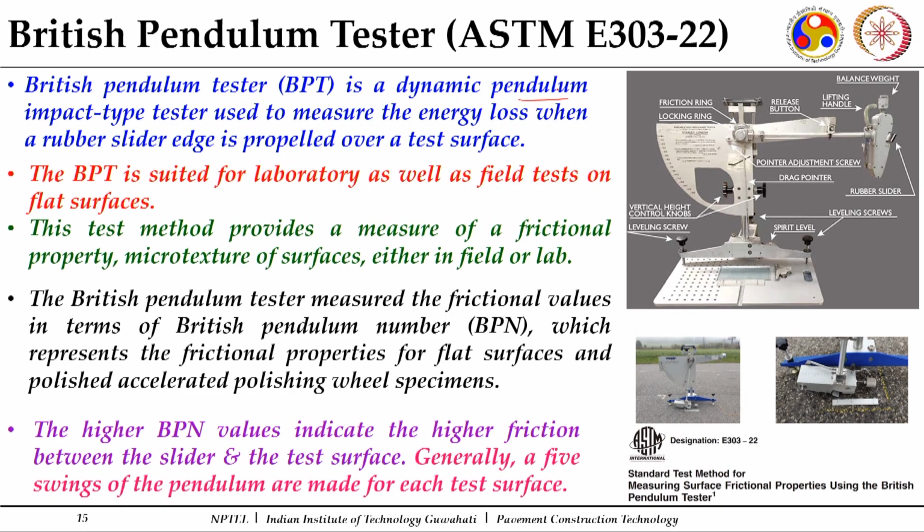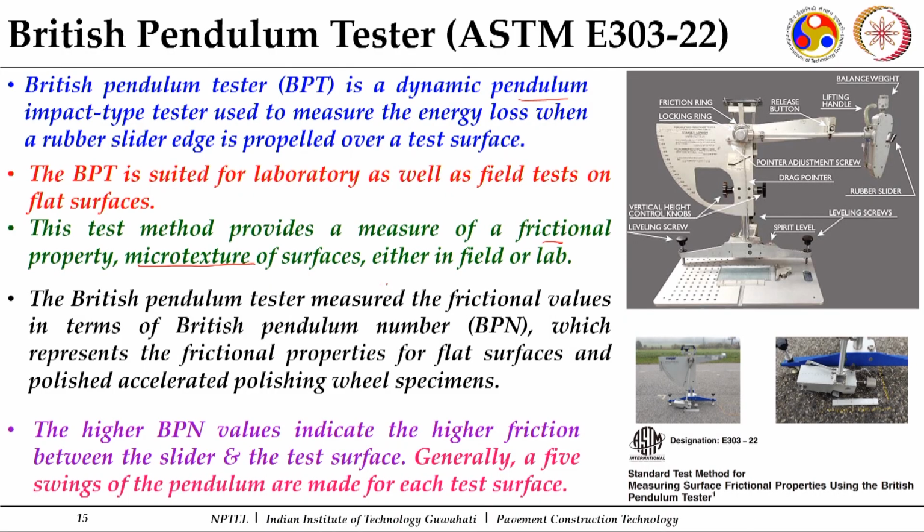Now, the other one is the British pendulum tester, which we discussed previously under aggregates. It is a dynamic pendulum impact tester which is used in the field and in the laboratory, and it typically captures the micro texture, because the individual aggregate characteristics, or the rugosity of these aggregate particles, are captured. This test measures a frictional property, the micro texture of surfaces. It can be done on specimens prepared in the laboratory and subjected to different polishing levels, or on actual surfaces too.